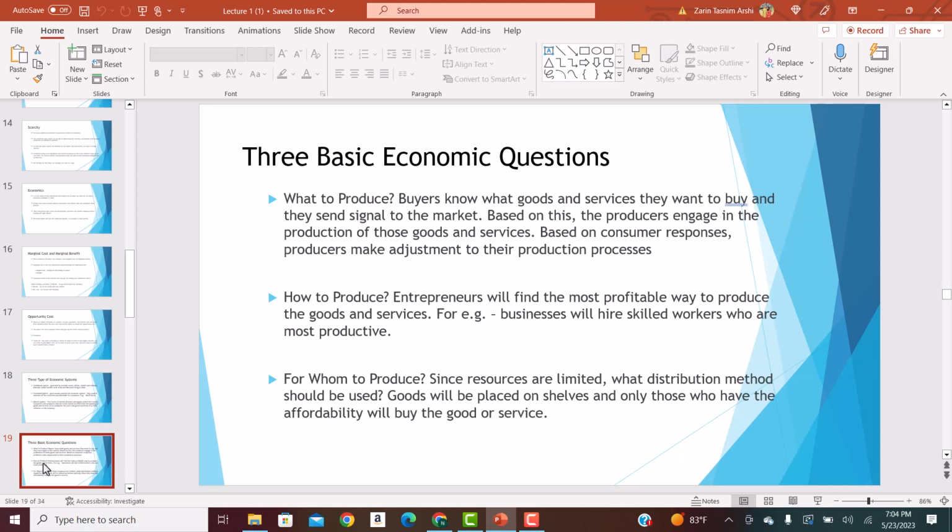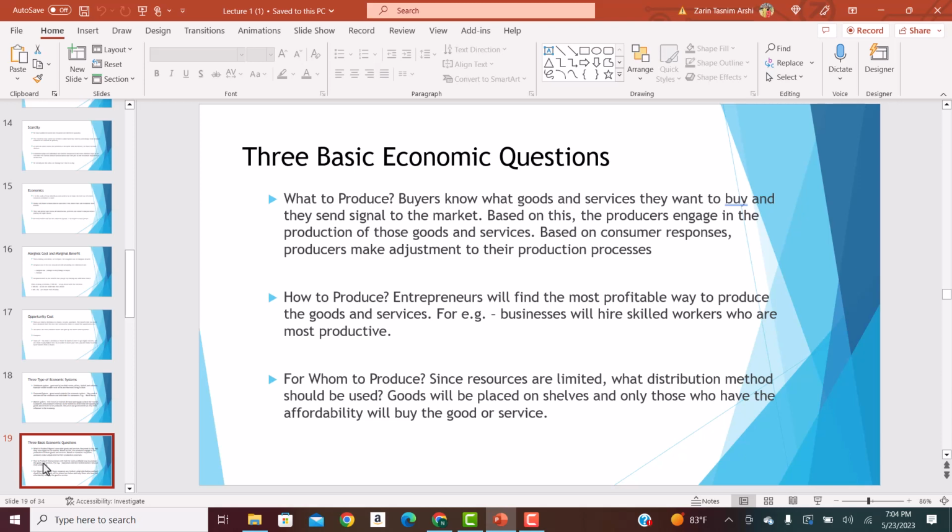When we are producing goods and services, we should be able to answer these questions. Let's say I am involved in the production of laptops, and I want to make laptops and sell them to consumers. In order to do so, I must be able to answer these three basic questions. The first one is what to produce.